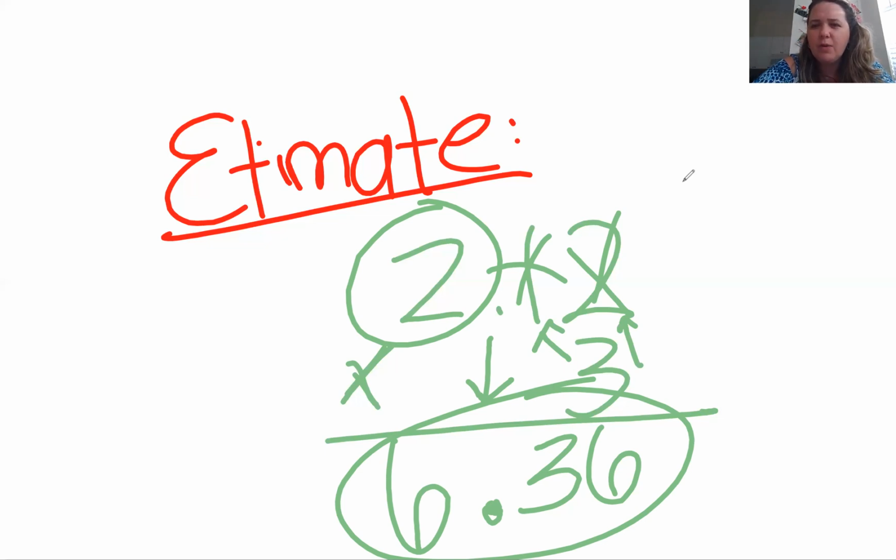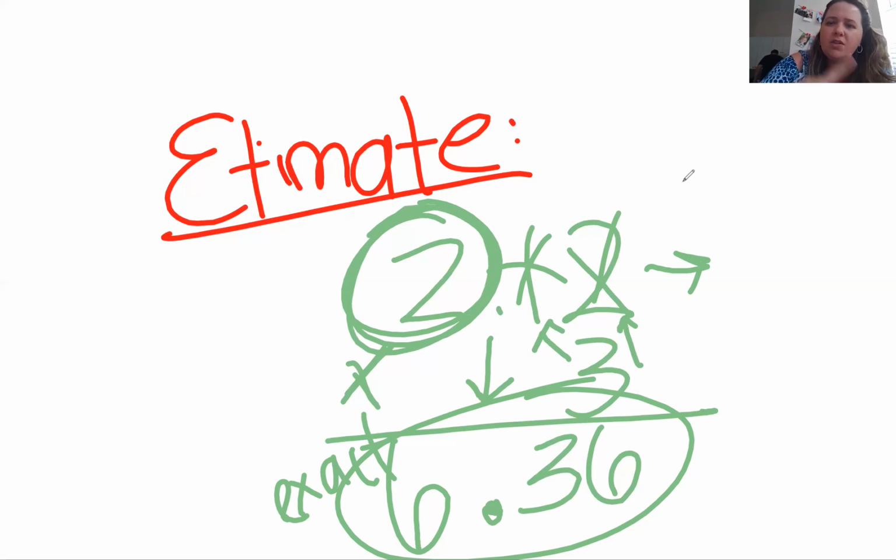Well, what happens when they tell me that I want to estimate it? Ooh, so what do I have to do then? Let's try it. This is my exact answer. So let's figure out, what did we do when we had to estimate? Well, estimating means about, and about means rounding. We have to round. So we're going to round to the nearest whole. Where's the whole? The whole is always in the ones space. So we're going to round to the nearest whole.